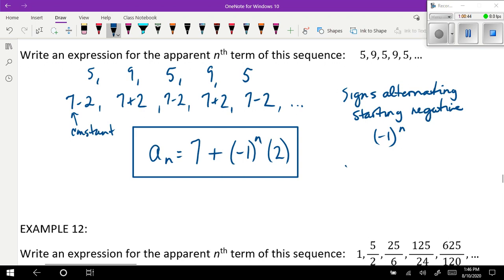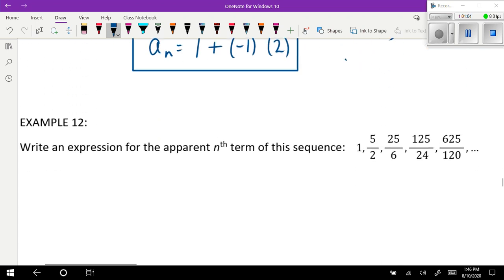I need you to tell me that you've rewritten the pattern using the same number, just like I did: 7 minus 2, 7 plus 2, 7 minus 2, 7 plus 2, 7 minus 2, and then you can go ahead and write the equation for me. That's the biggest step, recognizing that you need to rewrite the pattern. Alrighty. Okay, so let's move on to example 12.